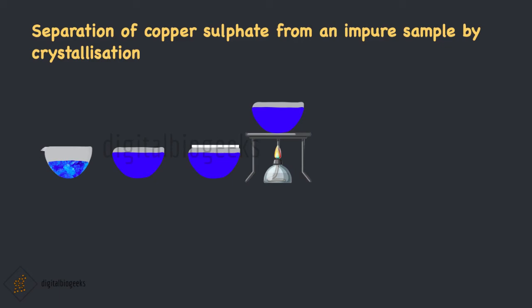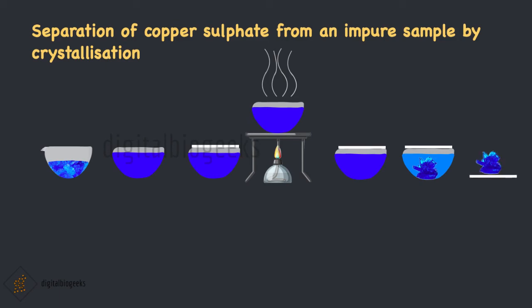Now we can add some more copper sulphate till no more copper sulphate can be dissolved. By heating, water gets evaporated from the solution. Then cover the solution with a filter paper and leave it undisturbed for 1 to 2 days. After 2 days, pure copper sulphate crystals are formed inside the solution.